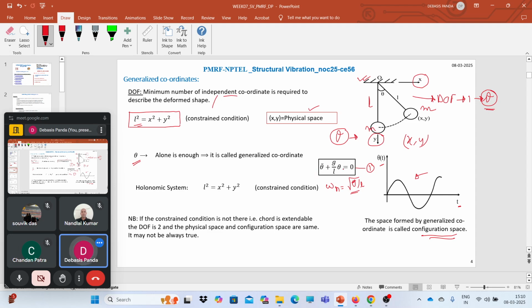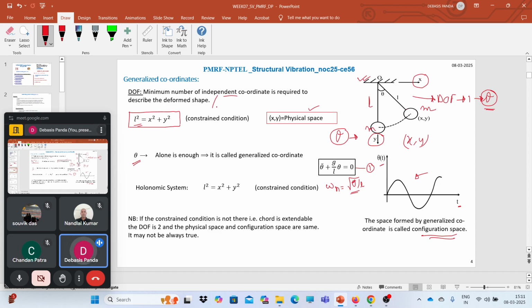So what we have discussed till now: if we have a dynamic system, the Cartesian coordinate where the dynamic system is expressed is called the physical space of the dynamic system, and the corresponding degree of freedom, or freedoms if we consider a multi degree of freedom system, we call the generalized coordinates. The space formed by the generalized coordinates, that means the coordinate system in which you are expressing your responses, is called the configuration space.